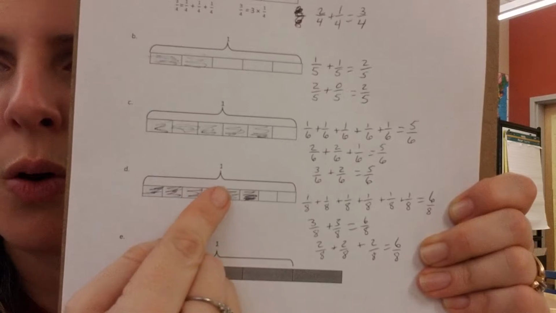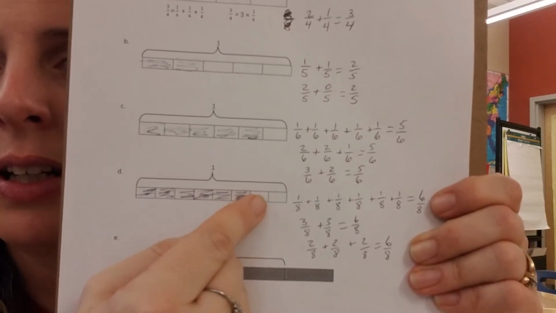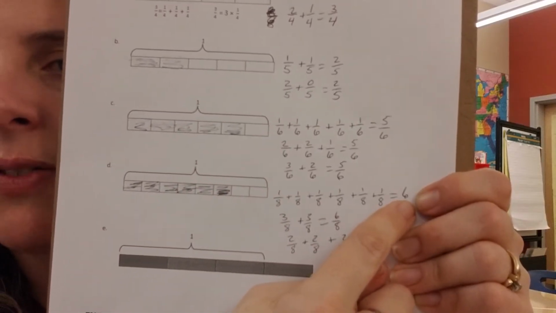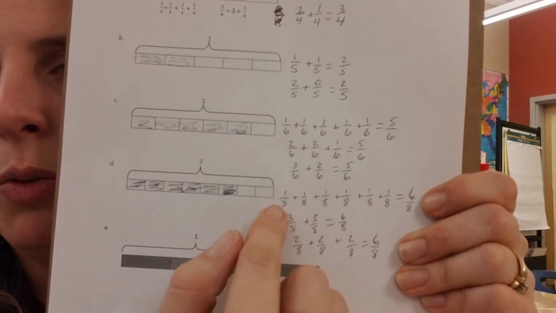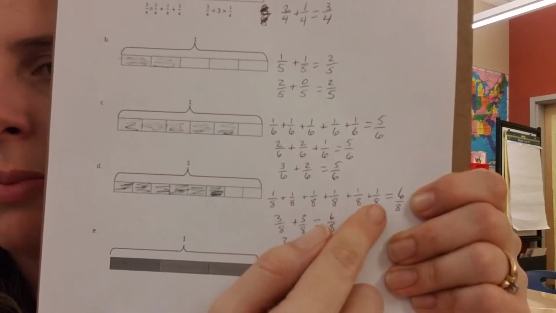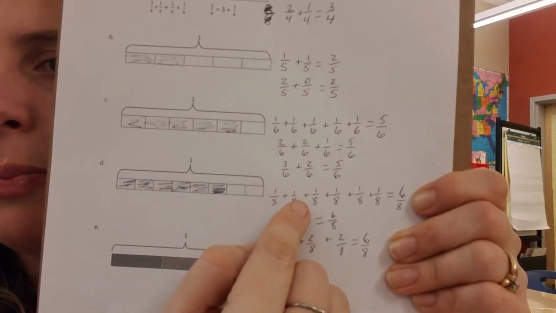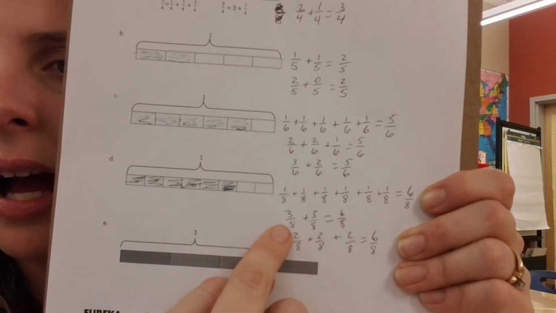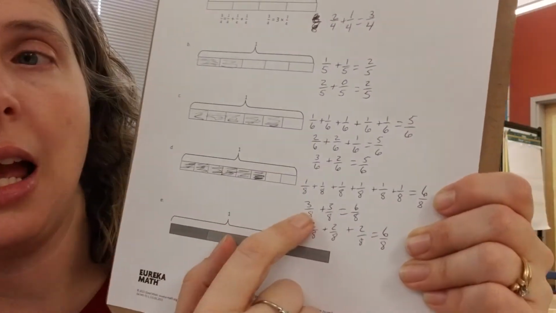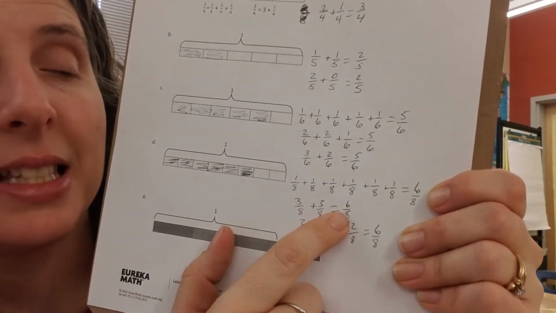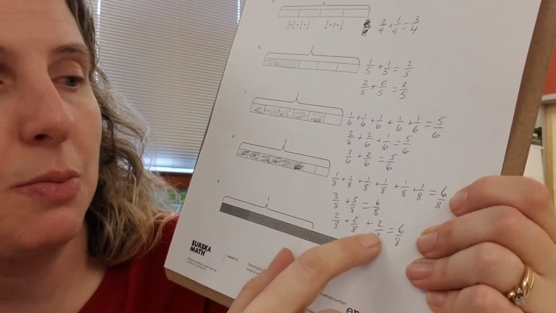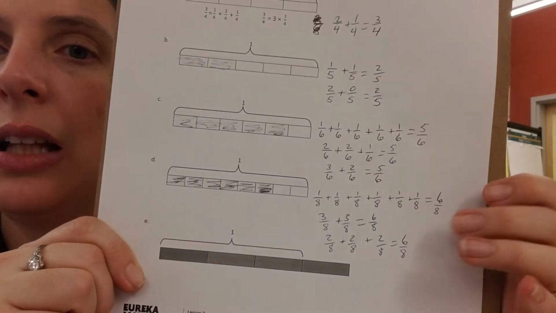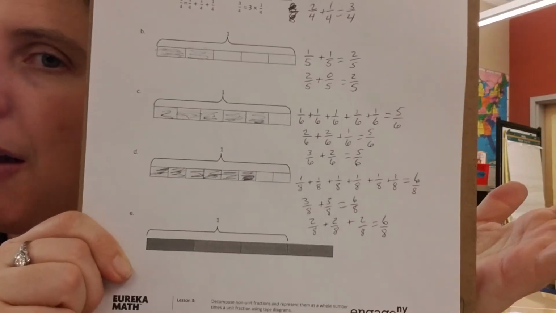1, 2, 3, 4, 5, 6, 7, 8. There's 8 boxes. I have 6 of them shaded. So I did the boring one, the long one. 1 plus 1 plus 1 plus 1 plus 1 plus 1 equals 6. 1/8 plus 1/8 plus 1/8 plus 1/8 plus 1/8 plus 1/8 equals 6/8. I did 3/8 plus 3/8 equal 6/8. 2/8 plus 2/8 plus 2/8 equals 6/8. All of those are correct, and if you had something different, as long as it equaled up to how many we have shaded, you have it correct.